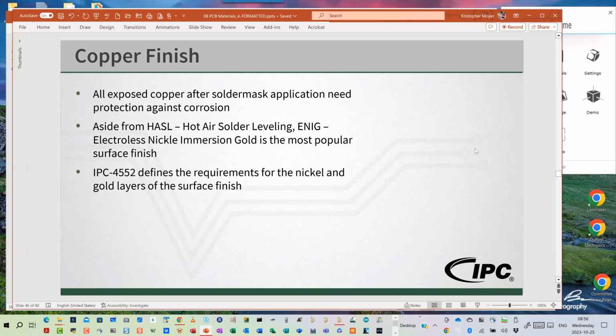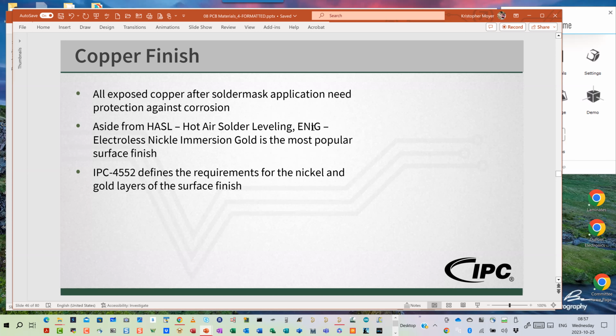So there's two other finishes which I don't really bring up in this class. I do bring up in my mil aero, since this is just a fundamentals class. There are actually three other finishes out there. There's immersion silver, immersion tin, and then there's OSP. Immersion silver and immersion tin are effectively the same as the gold, but without the nickel layer, where they're still more expensive, and both the immersion tin and the immersion silver do have significant producibility problems.